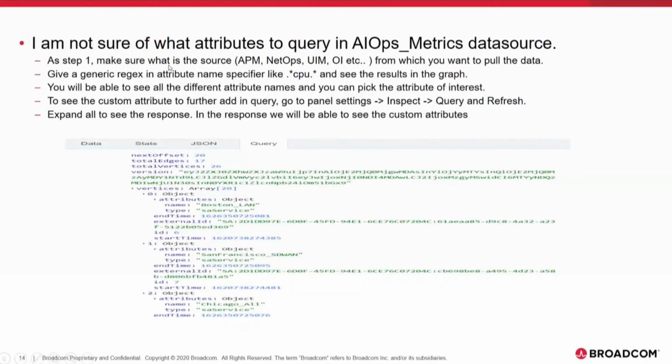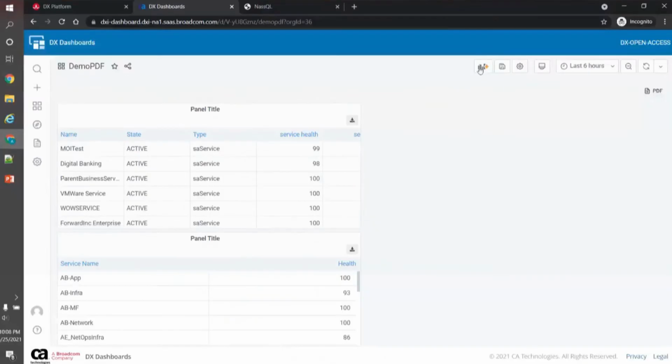In general, we as a dashboard team also have a set of steps we follow in order to build any dashboard. So as a step one, we have to make sure what is the source from which we want to pull the data. Is it APM, NetOps, UAM, or OI? And your source name specifier actually depends on these things, right? And then let me do this parallelly.